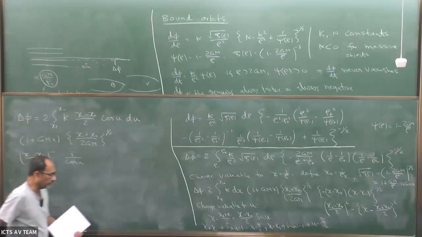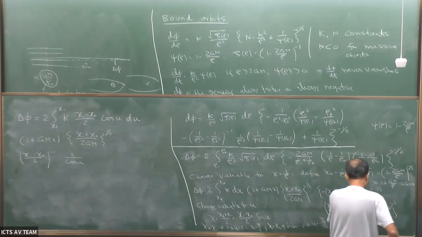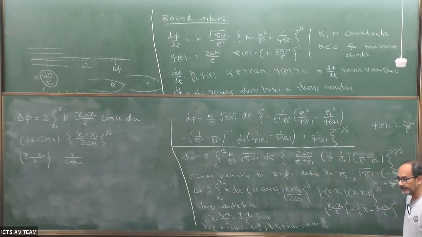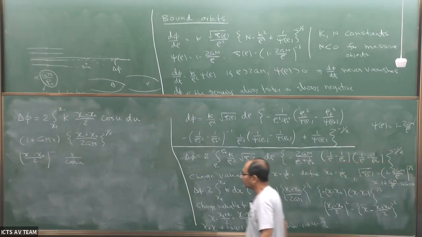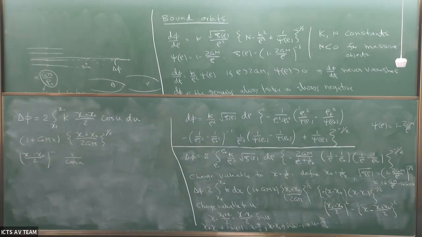Right? Because once you have made this substitution, you get 1 minus sine square u. That's cos square u raised to minus half, that's 1 over cos u. Is this clear? Okay, so now we are getting towards the final result.